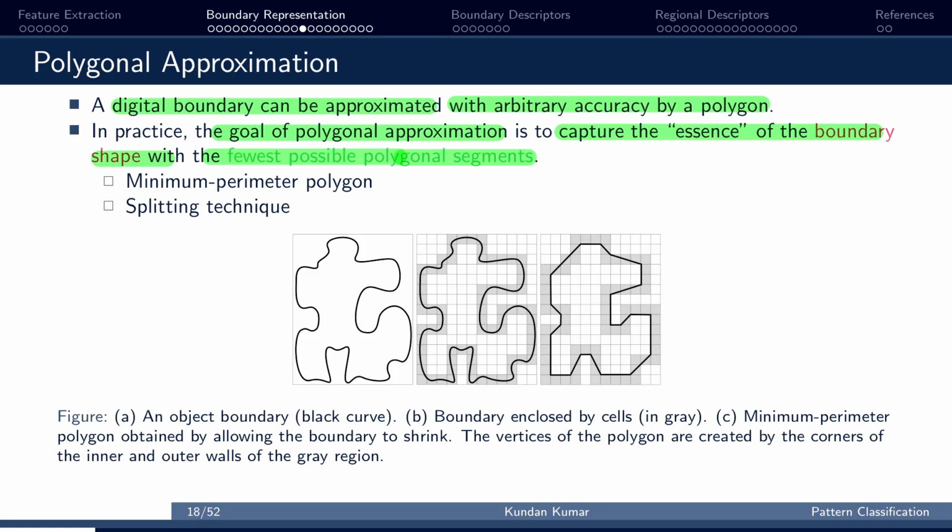So if our grid size is coarser, then definitely more line segments will be required to approximate the boundary using the polygon. So that's why it is arbitrary accuracy by a polygon. There are two different approaches to find the minimum perimeter of a shape. One is the minimum perimeter polygon and the other is the splitting technique.